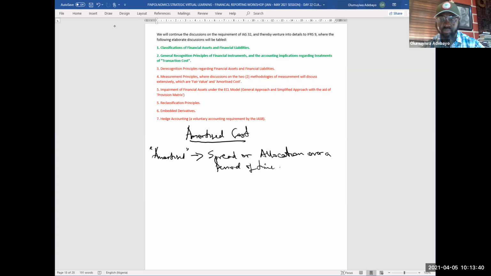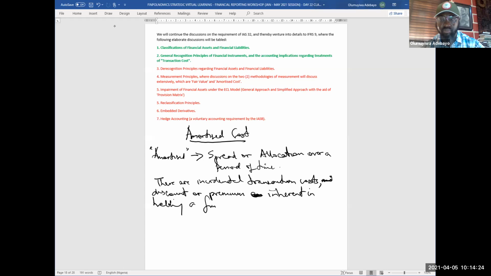Now, what are we saying? What we are simply saying is this. There are incidental transaction costs, discounts, or premium inherent in holding a financial asset and a financial liability.